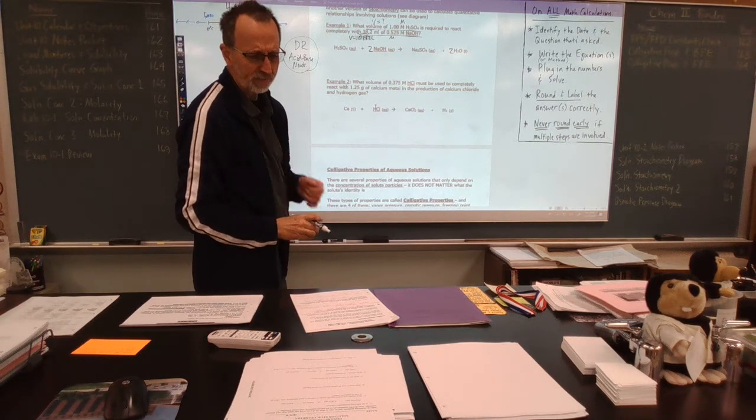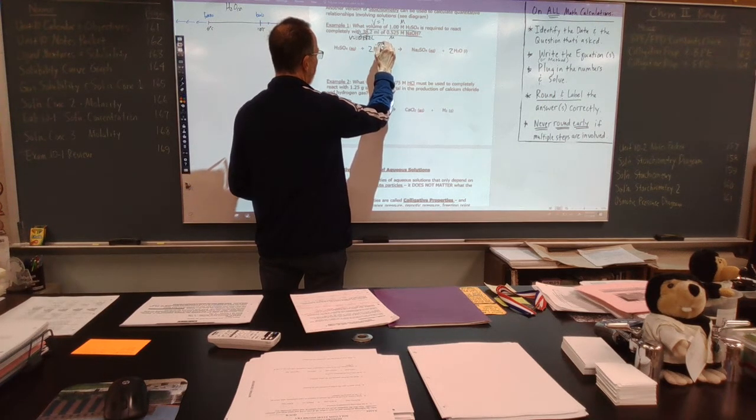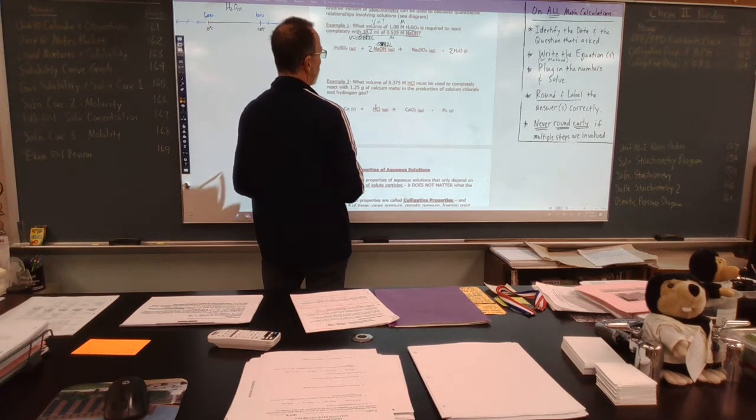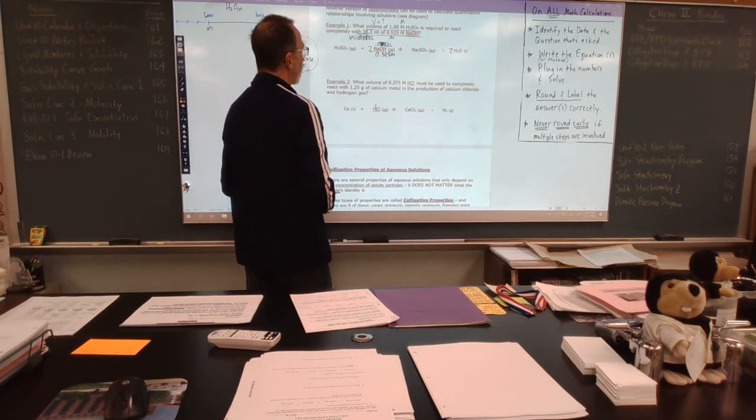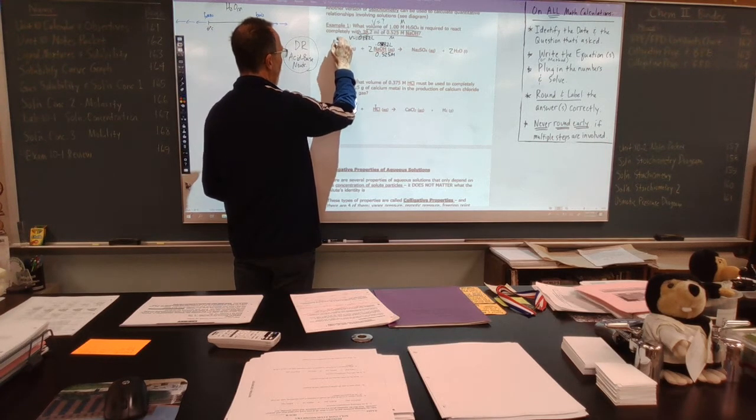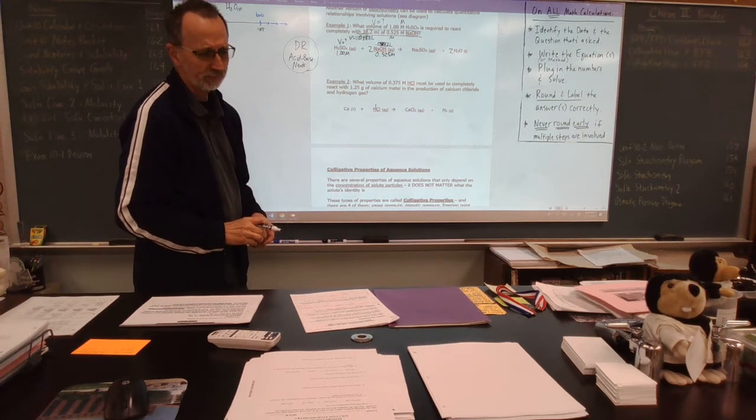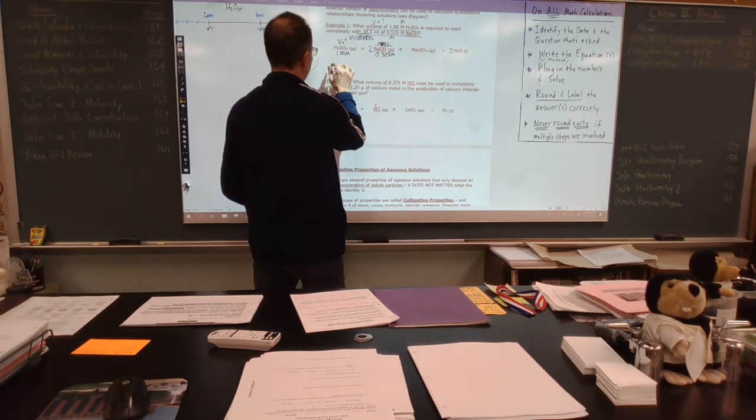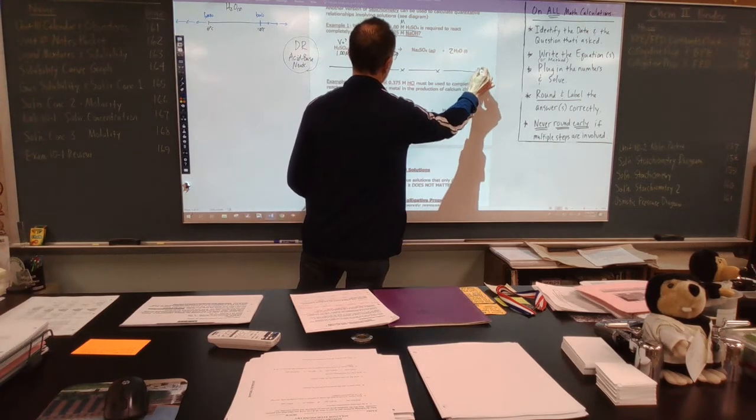Okay, so let's identify what we have. So we have 0.0382 liters of sodium hydroxide, and we know its molarity is 0.525 molar. We know the molarity of our H2SO4 is 1.00 molar, but we do not know its volume. So that is what we're trying to find. So we'll set up our stoichiometry just like normal.